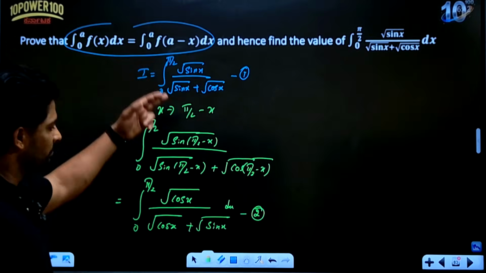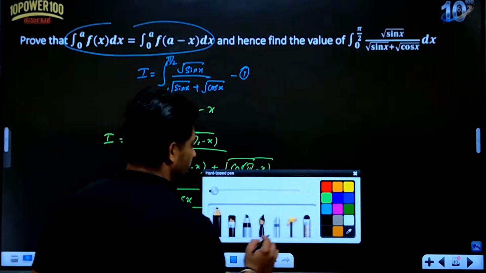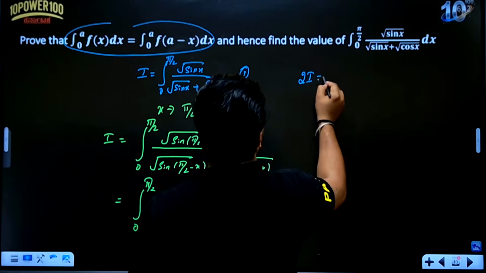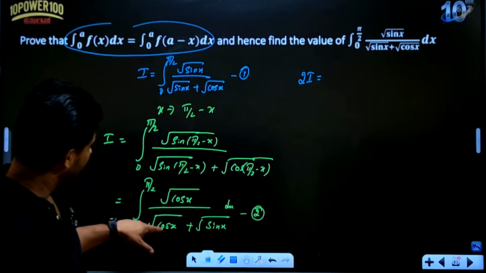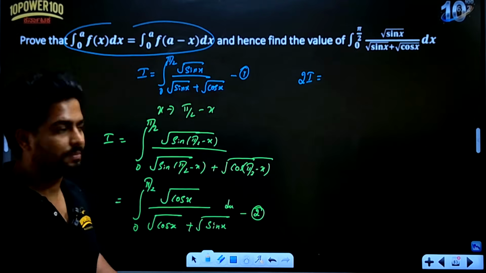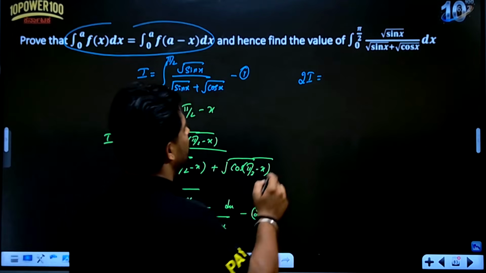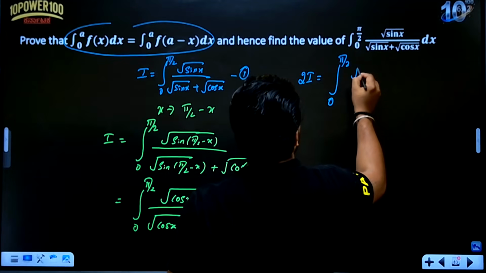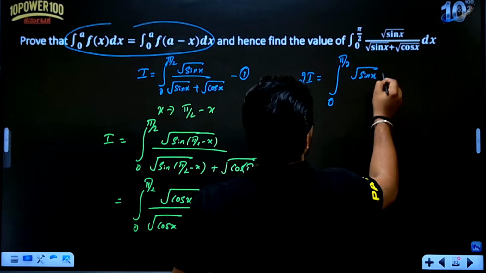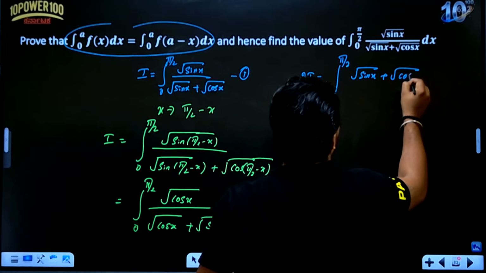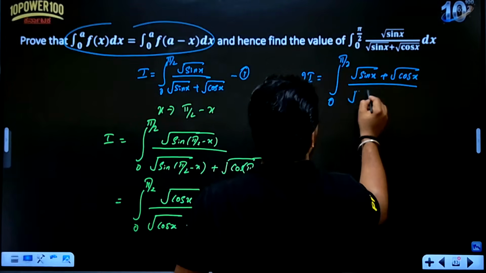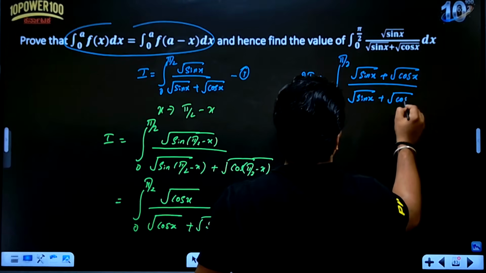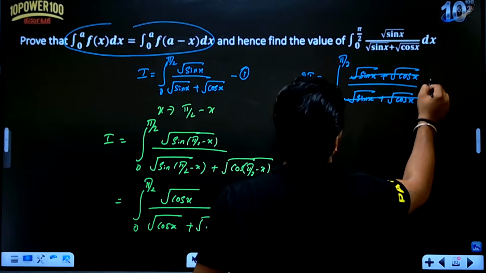So now from equation number 1 and 2, once again we will add them up. Adding equations 1 and 2, on the left side you get 2I, and look at this, the denominator is the same, so we can add up the numerators. I'm not writing that step, I'll just write directly here. So the integral from 0 to pi by 2 of root sin x plus root cos x divided by root sin x plus root cos x. It cancels, it becomes 1.